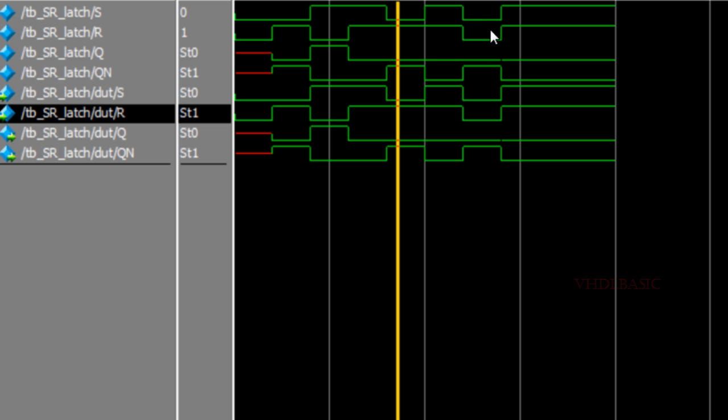Now I am making both the inputs 0. Now if you see, Q is maintaining the previous state, but Q bar is not maintaining the previous state. So that is why we say that both the inputs being 1 should be avoided, which will cause an indeterminate state for this latch output. We should not give 1 for both the inputs S and R.